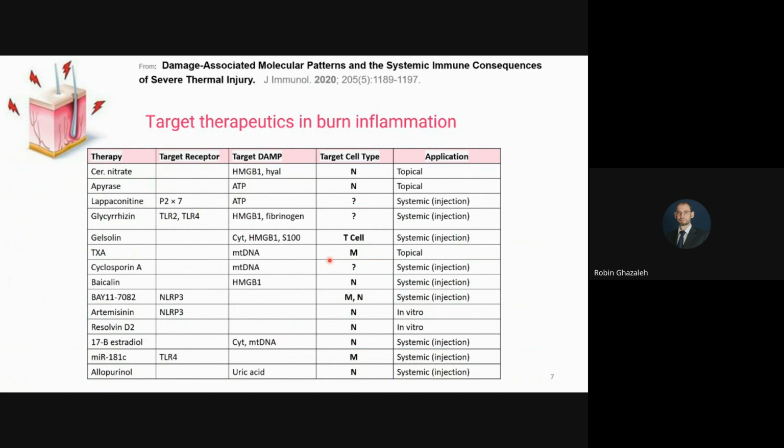And here are the cell types that are known to be involved. N is for neutrophil, T cell is obvious, M is for macrophage. And some of these can be applied topically and some of them by injection. And some of these have only been used in vitro. There are a number of studies being done in mice on these.